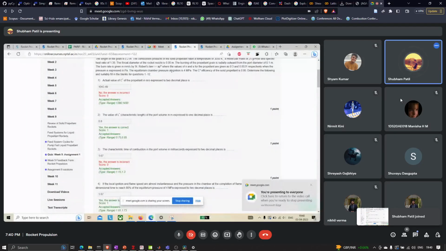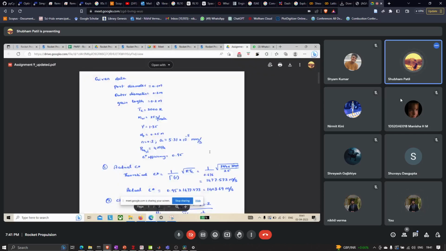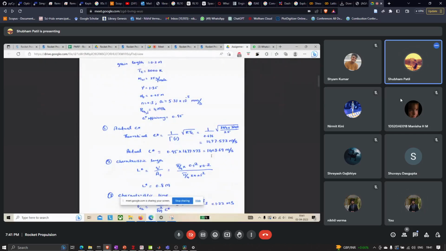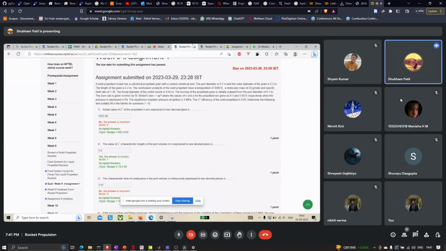Here in the assignment, the first question asked to calculate the actual C star. The answer I got was 1043, and in the solution it also matched 1043. But here in the answer, it's showing incorrect. Oh, is it? I think they have made a mistake. Probably instead of 1043, they have misplaced it as 1430.